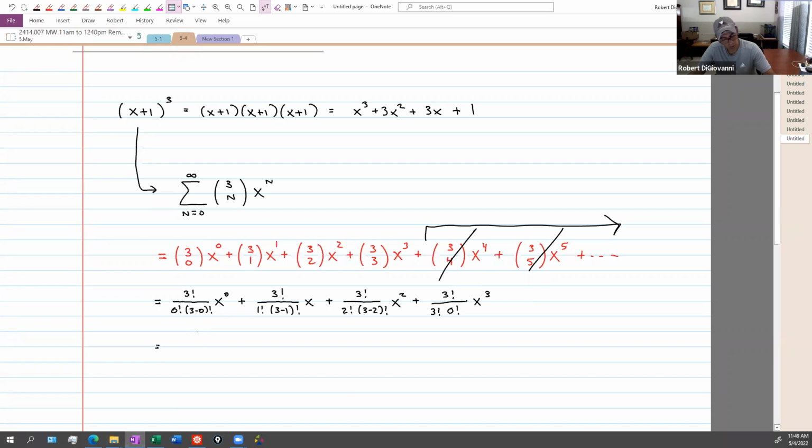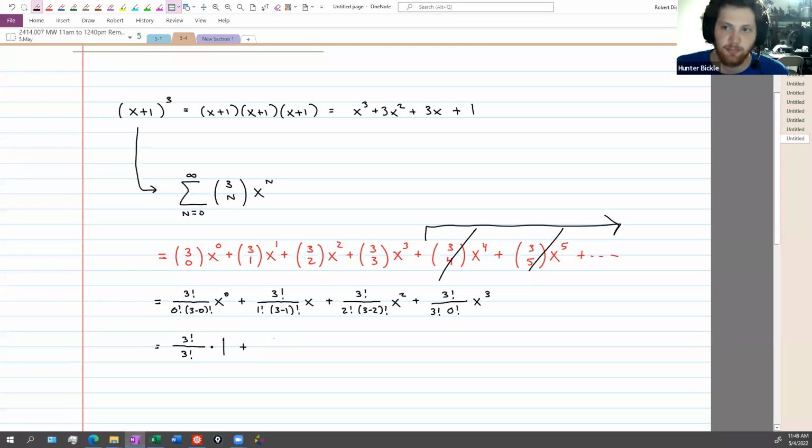Isn't that just 1? Look, 3 factorial. What is 0 factorial? 1, right, by definition. And then 3 minus 0 is 3. So this is 3 factorial over 3 factorial. X to the 0 power is 1. And then over here, that rectifies to 1. So all of that's going to be a 1 plus.